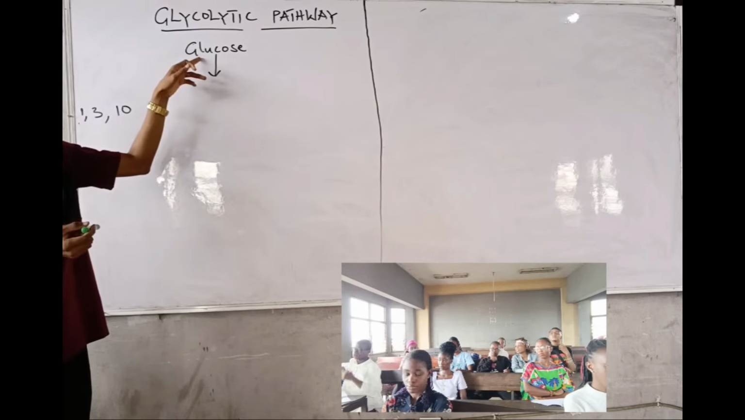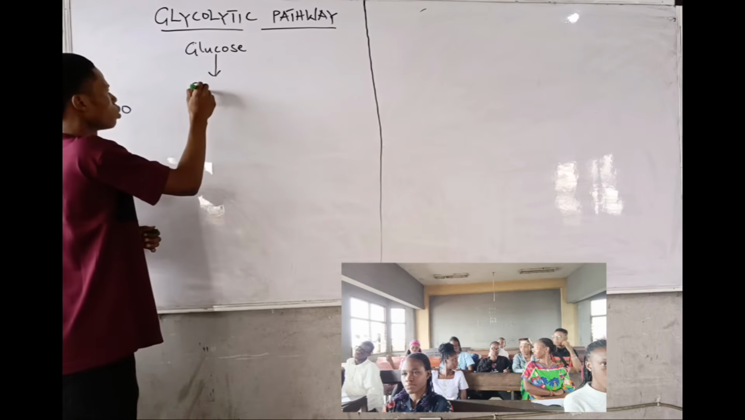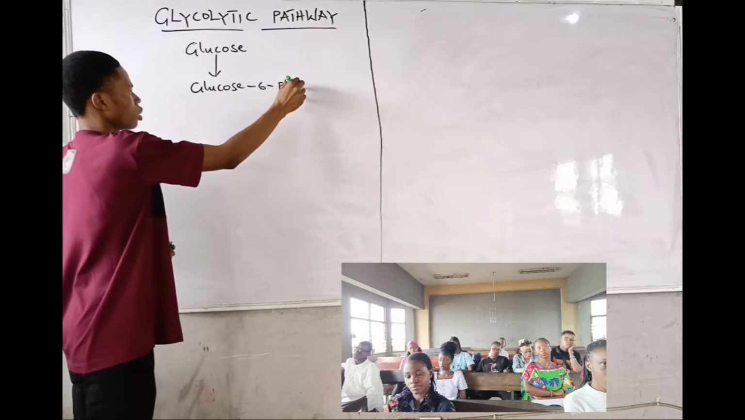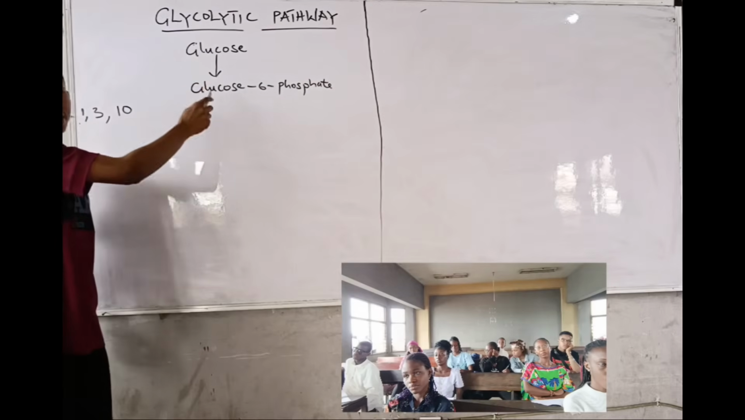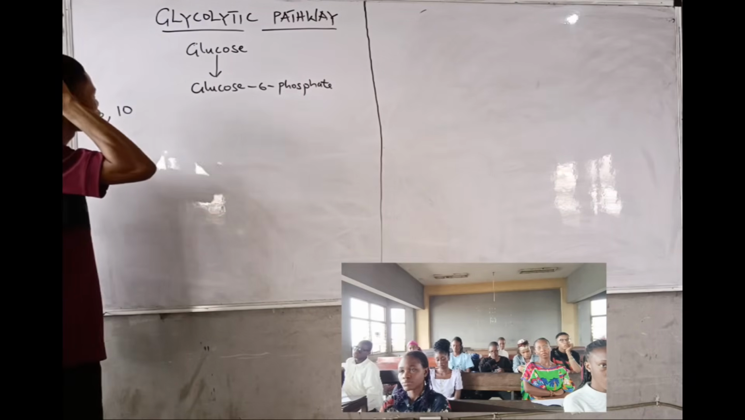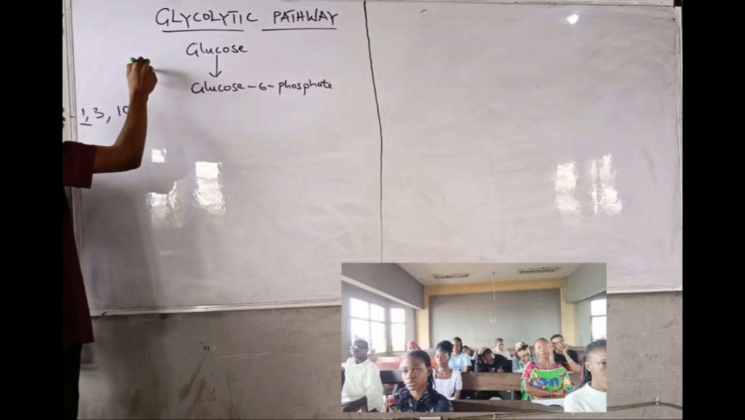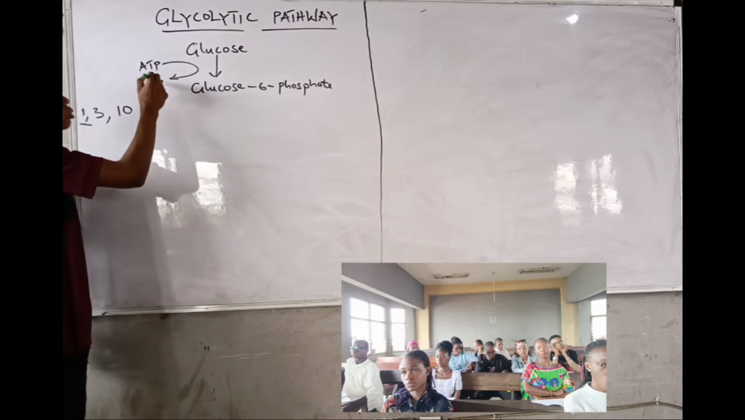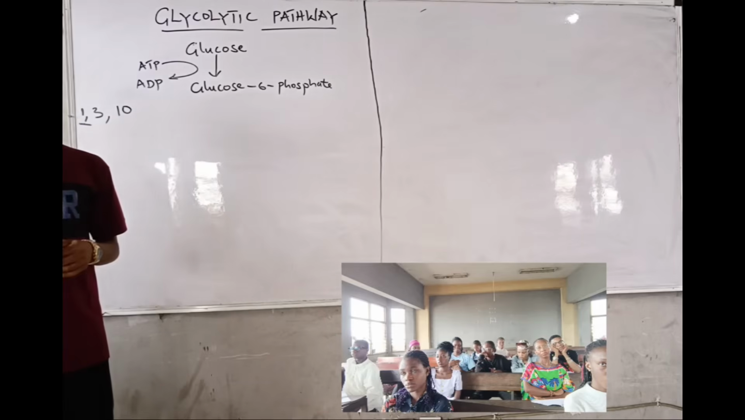So in step 1, glucose is first converted to what? Glucose 6-phosphate. And here we said it is an irreversible reaction, right? Step 1. So the arrow remains like this. Now, here we said the phosphate group is taken from what? ATP, right? So ATP is coming in and leaving as what? ADP. Good. Now, from glucose to glucose 6-phosphate, what is the name of the enzyme catalyzing this reaction?